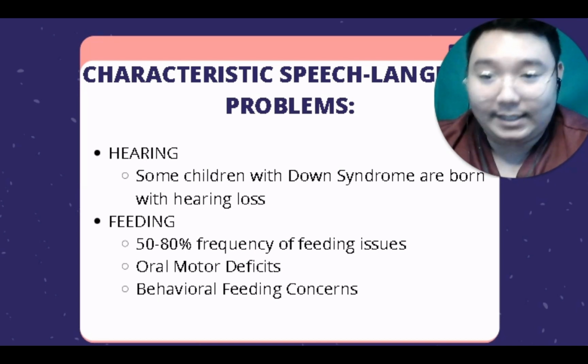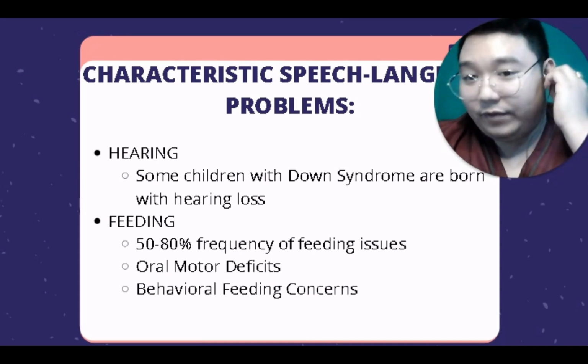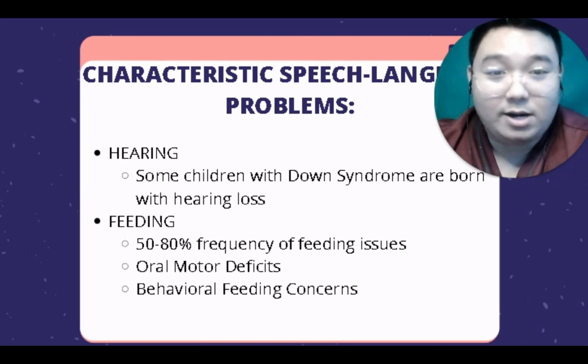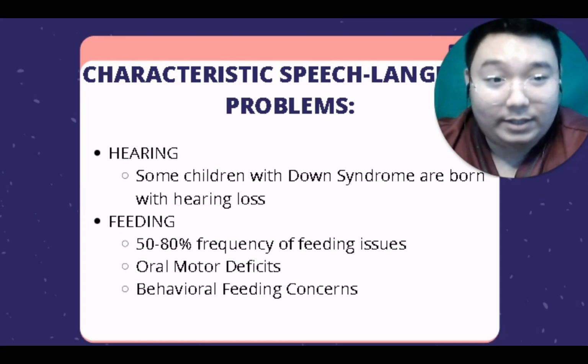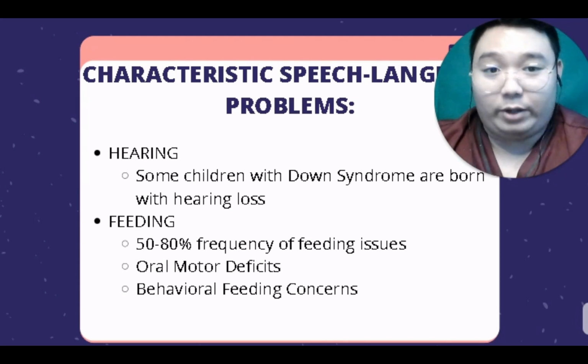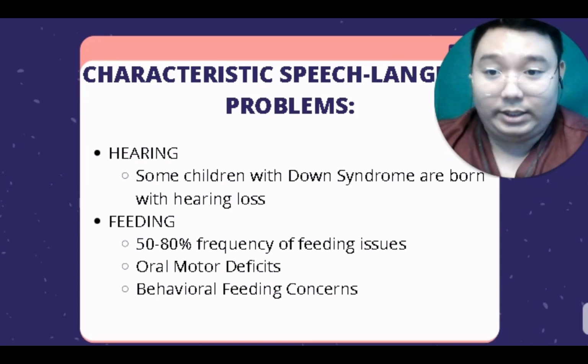The next is the feeding. So here, 50 to 80% of children with Down syndrome have feeding issues. So why? This is due to their low muscle tone. So this causes respiratory problems, gastrointestinal problems, and also cardiac issues.